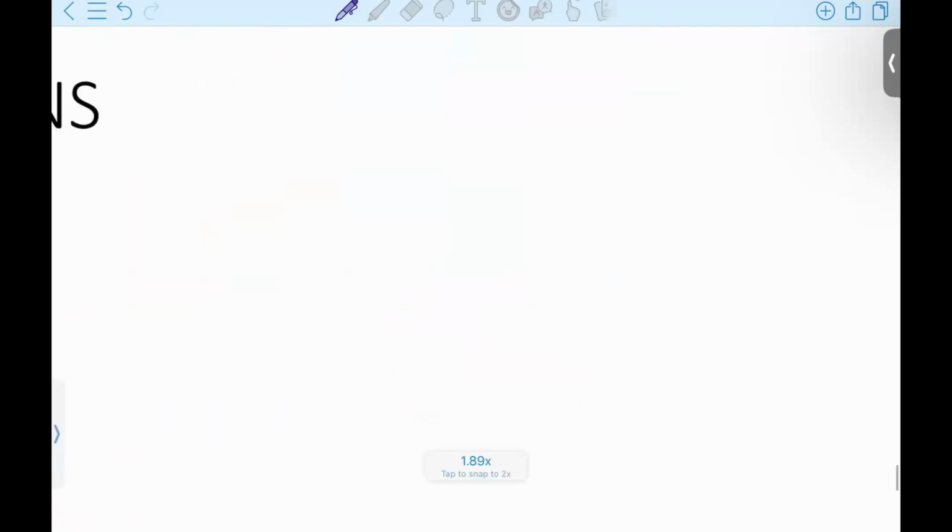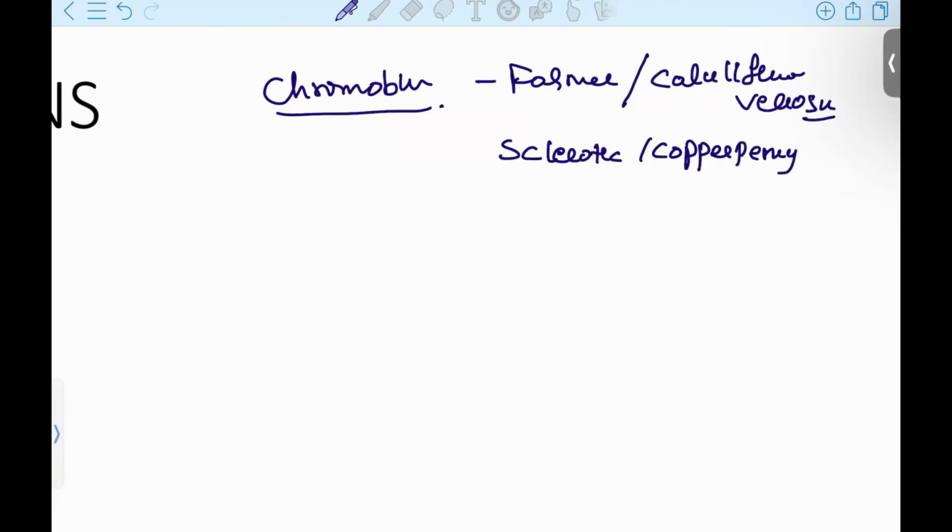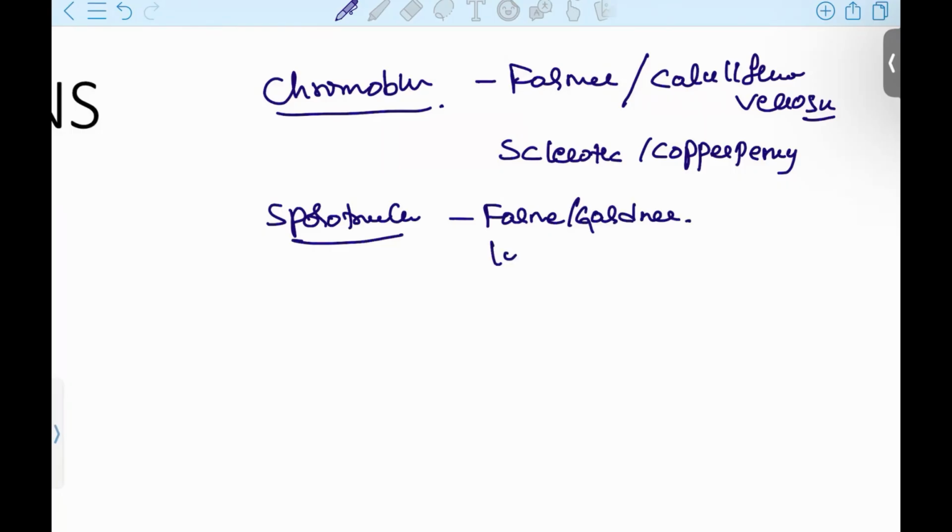Okay, next coming to chromoblastomycosis. Mostly this will be seen in farmers, and when you see the lesion, it looks like a cauliflower lesion. Okay, verrucous cauliflower lesions on the lower limbs. For this, if you do histology, you will see sclerotic bodies or copper penny bodies. Okay, copper penny bodies are seen in this condition. Next, the other one is sporotrichosis. Sporotrichosis is seen in farmers and rose gardeners, right? Rose gardener's disease. This will involve the lymphatic route.